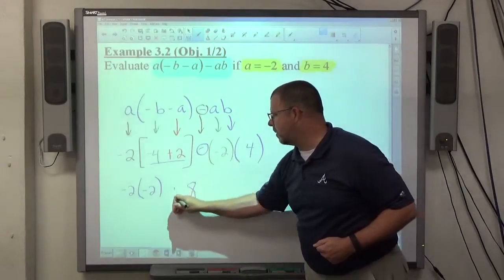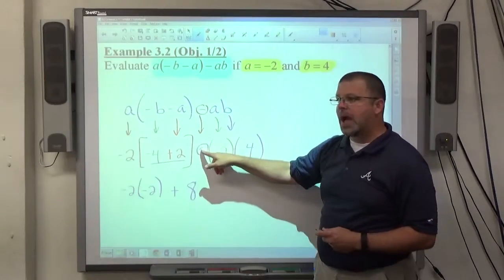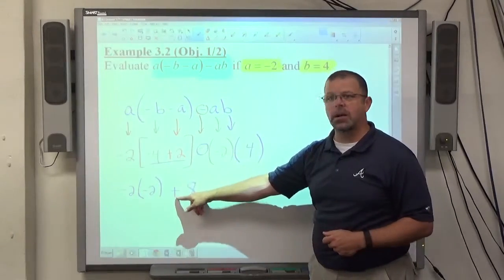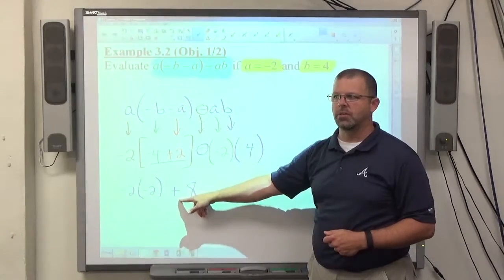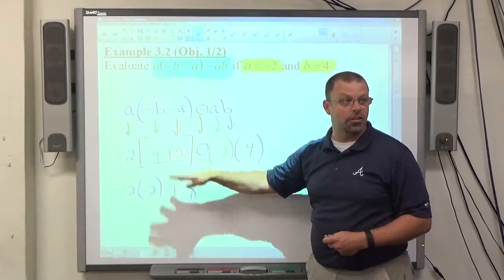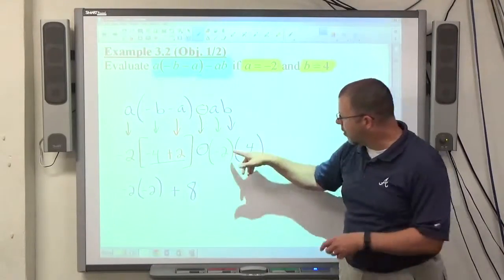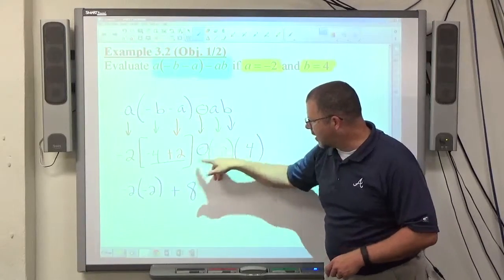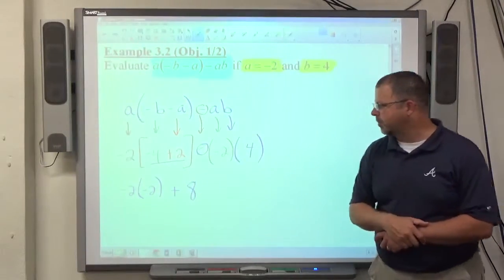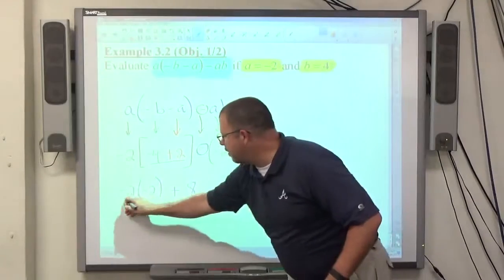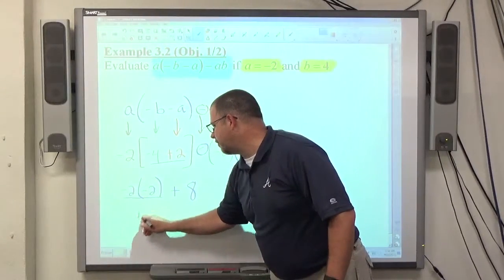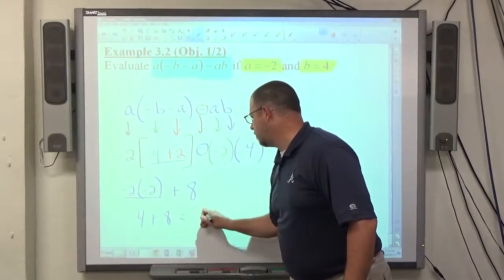Minus minus makes plus. Again, this is subtraction. Subtraction is allowed to change to addition. It will not ever change to multiplication. It can stay subtraction, you can change to addition, but it will not become multiplication. So 2 times 4 made 8. 2 negatives become positive, so plus 8. Now we got multiplication here. Negative 2 times negative 2 makes positive 4. And 4 plus 8 equals 12.